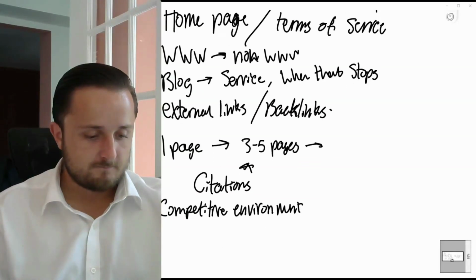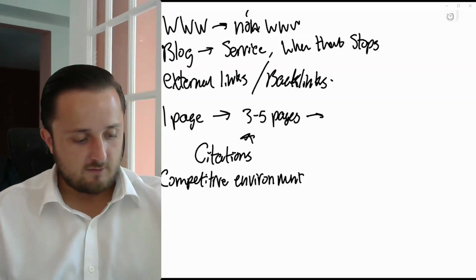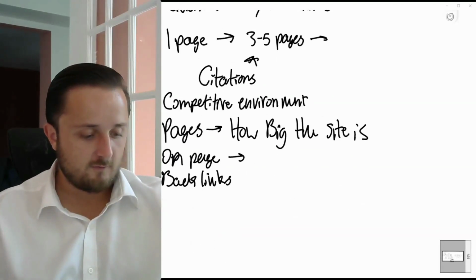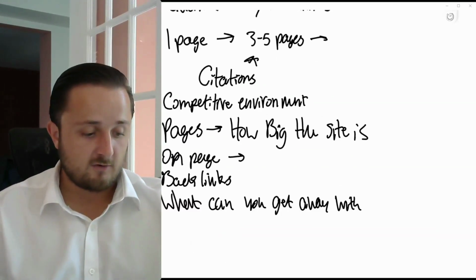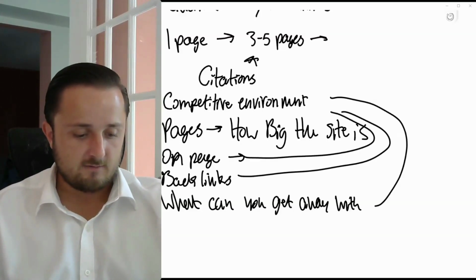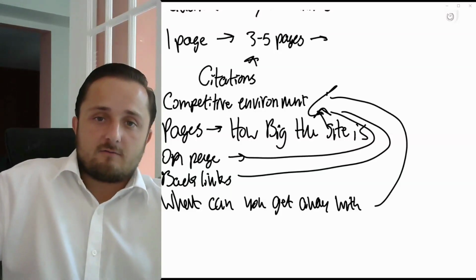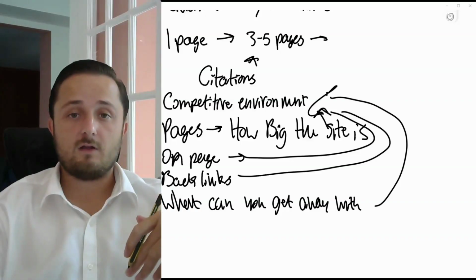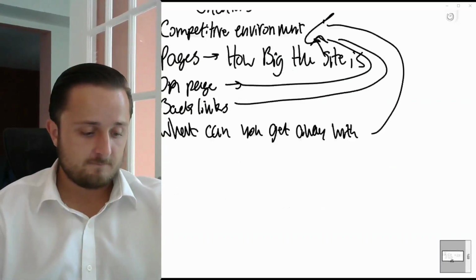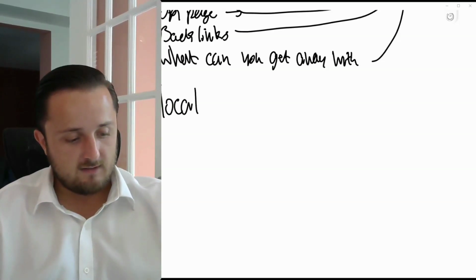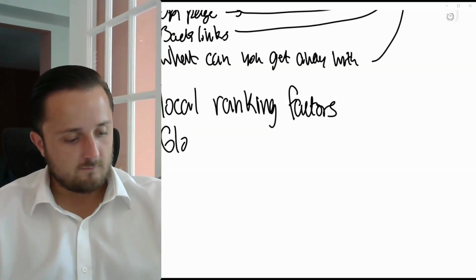Because a lot of this, the amount of pages you need, how big the site is, your on-page, the amount of backlinks you need, and also what you can get away with, all of this is determined by your competition. A majority of what it takes to rank in your local environment is really dependent on what your local competition is doing, right? So there are local ranking factors, then there are global ranking factors.